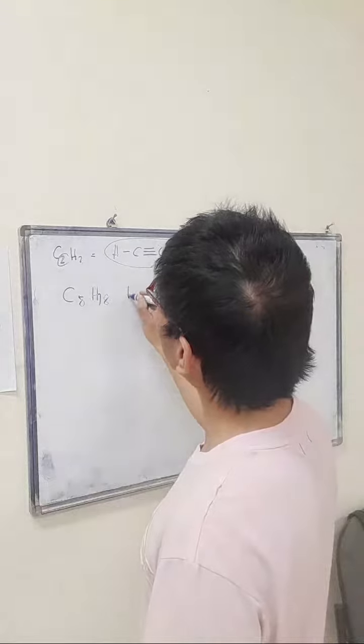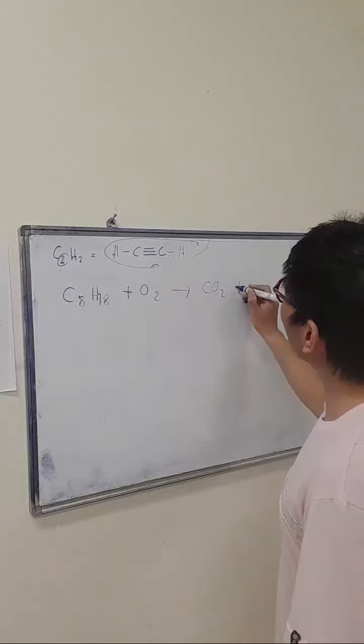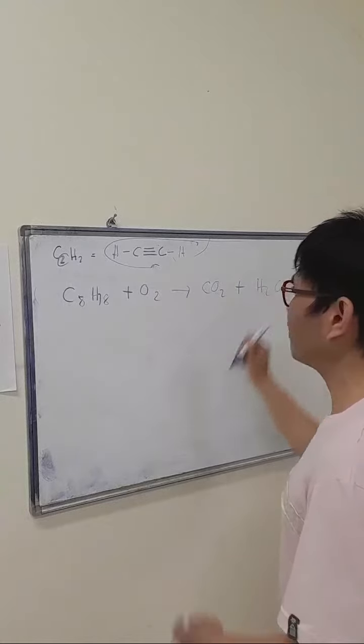C8H18 plus oxygen will produce carbon dioxide plus water.